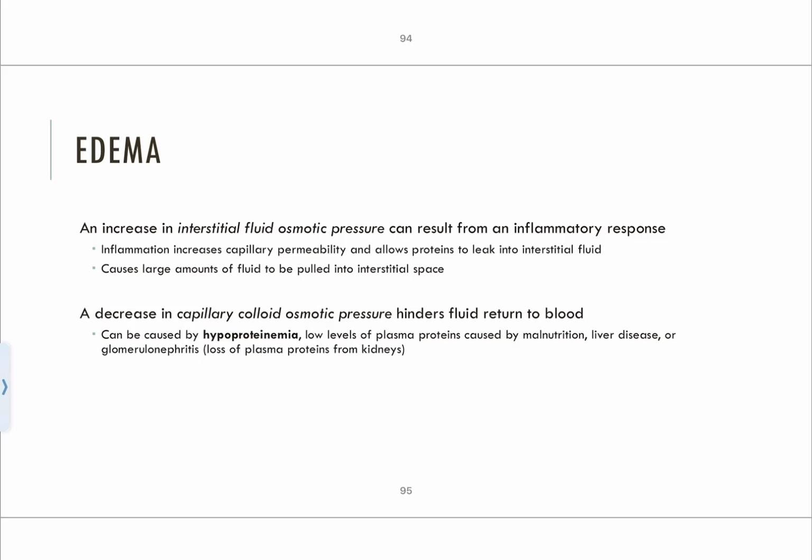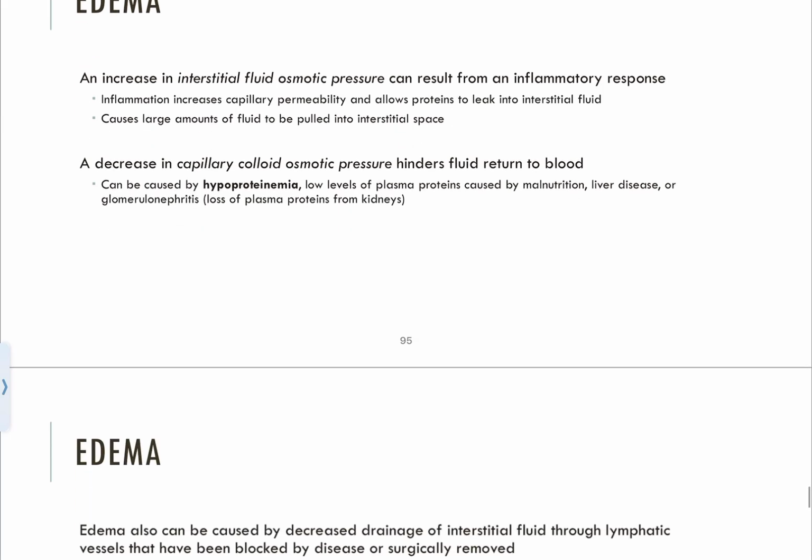A decrease in the capillary colloid osmotic pressure is going to hinder fluid return to the blood. Things that can cause this is hypoproteinemia. So if we have low levels of plasma proteins to begin with, that could also decrease that pressure. We would have low levels of plasma proteins if we have liver disease, if we're malnourished, or if we have glomerular nephritis, which means we have the loss of plasma proteins from our kidneys.